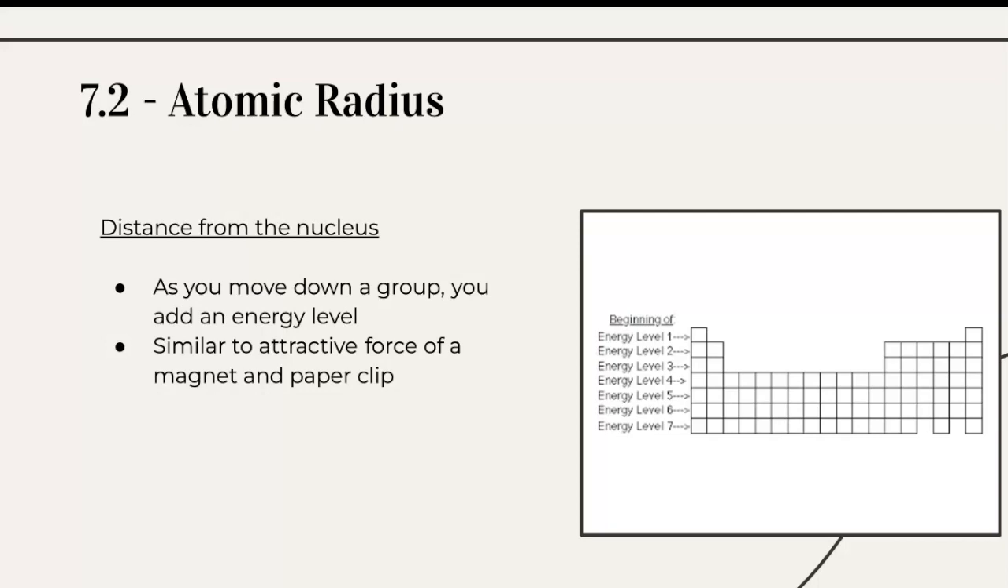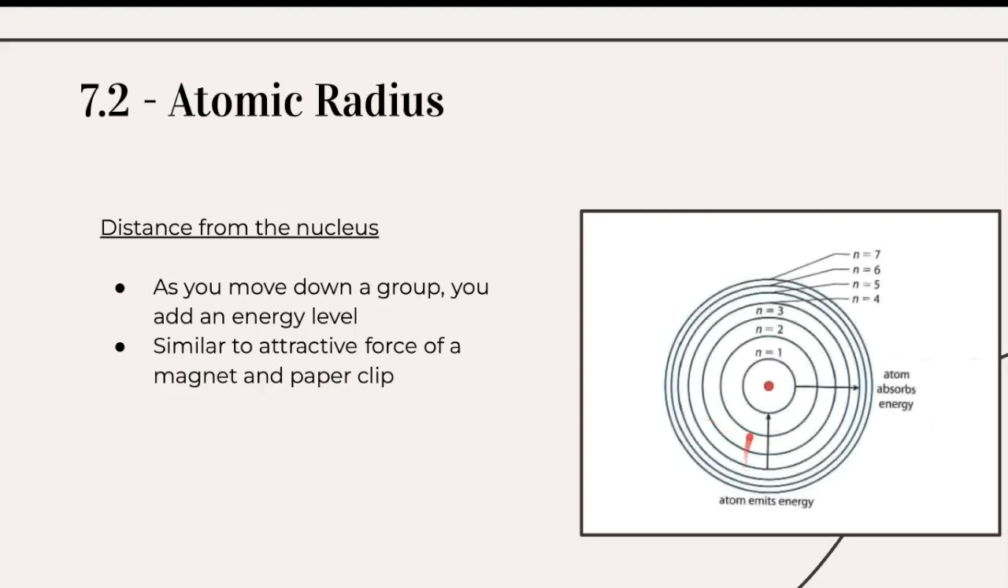So as you move down a group, you add an energy level. See, you go from energy level 1, 2, 3, 4, 5, 6, so on and so forth. So you add an energy level with electrons being added to such energy levels that are increasing in size, and I'll show you a visual of what that kind of looks like. So as you can see, as you move up energy levels, it becomes farther and farther away from the nucleus. Greater distance from the nucleus is a weaker attractive force between the nucleus and the valence electrons.